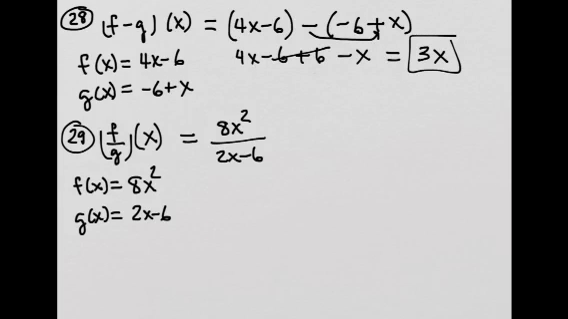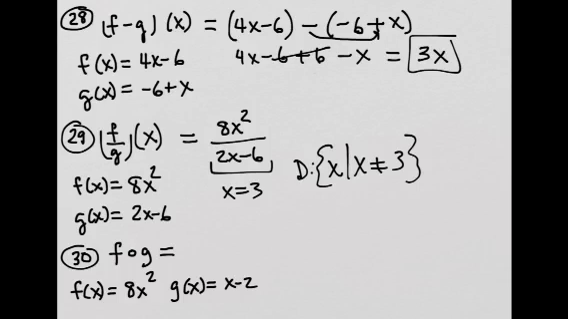For number 29, they're asking for the domain of f over g of x. So I've set it up already after the equal sign. When they ask for the domain, we always look at the denominator to see if there are any values that are not allowed. So we know that if 2x minus 6 equals 0, then it would be undefined. So what would make that 0? That would be x is 3. That would make the denominator 0. So we say the domain is all real such that x cannot equal 3.